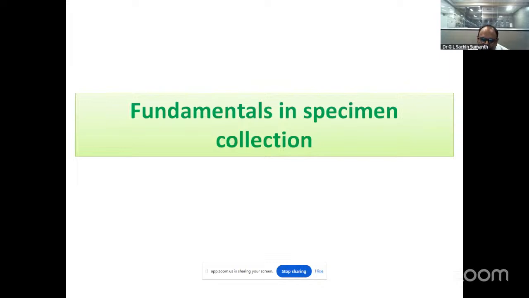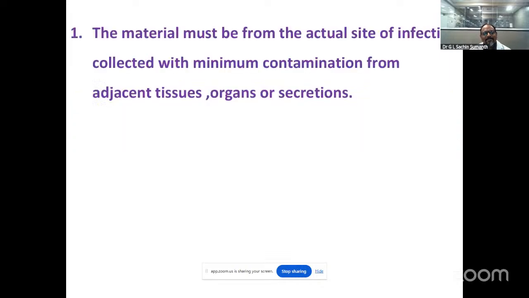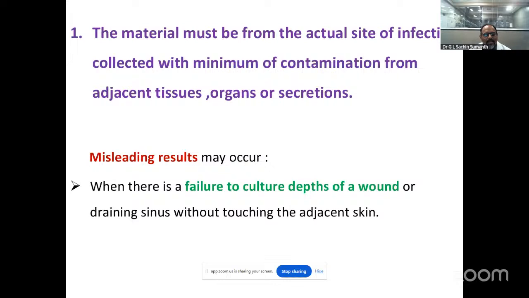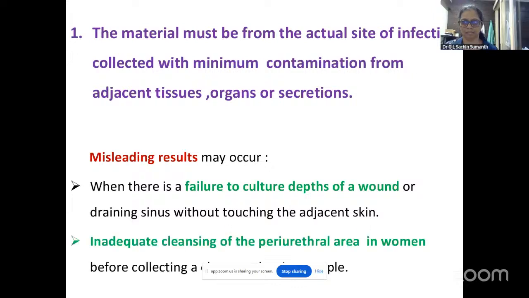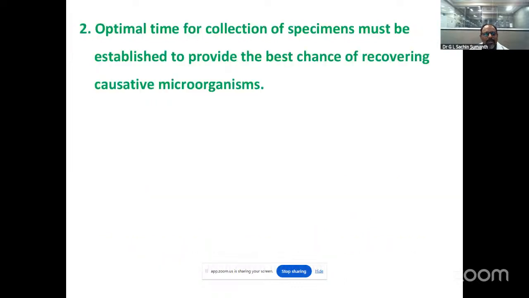Let's look into some of the fundamentals in specimen collection. Firstly, the material must be from the actual site of infection and should be collected with minimal contamination from the adjacent tissues, organs, or secretions. If it is not collected properly, let's say if the swab is collected not from the depths of the wound, definitely it will not give us a valid report because it is contaminated with the surface colonizing agents. And for example, if a woman is asked to give a urine sample for culture, and she does inadequate cleansing of the peripheral area, it is definitely not going to give us a proper urine culture report.